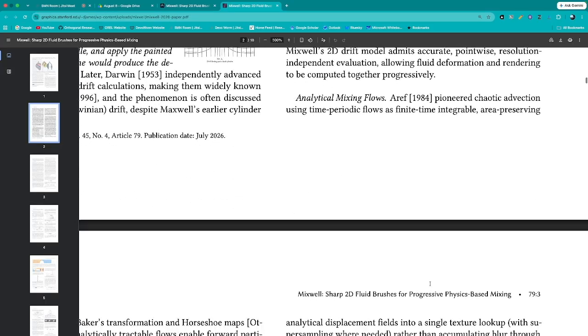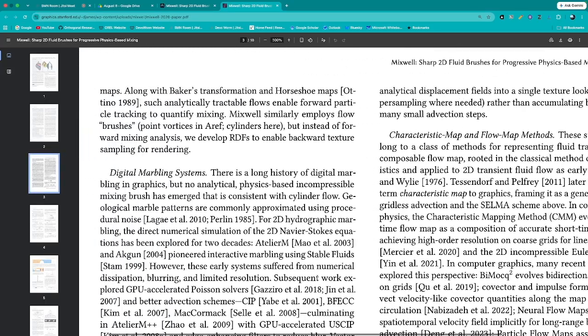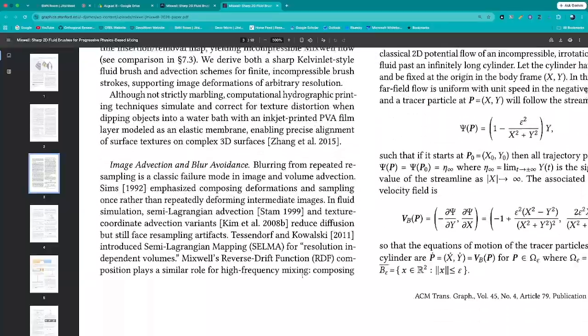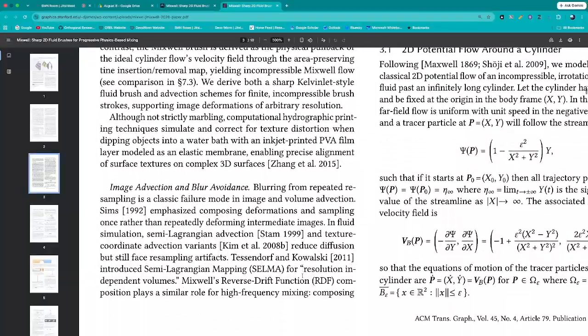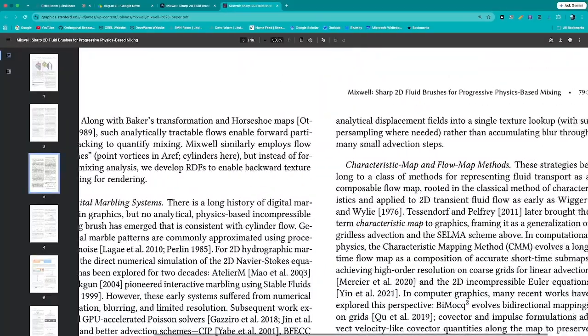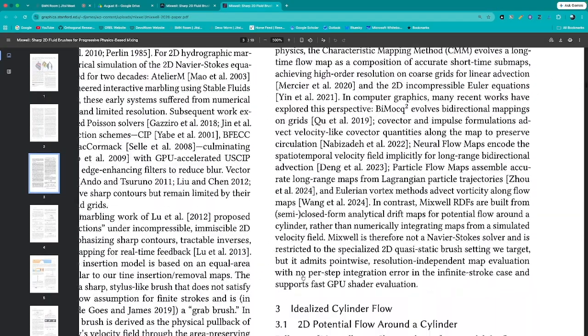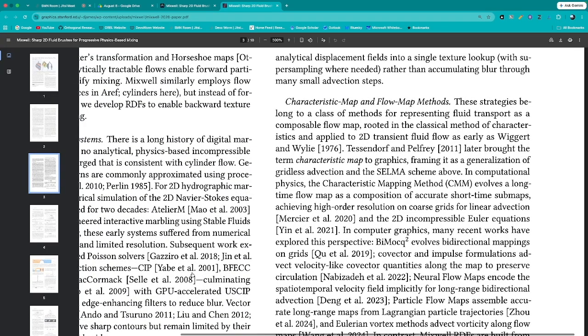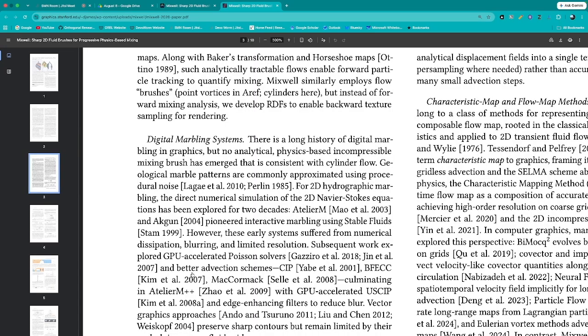Then they talk about analytical mixing flows, digital marbling systems, which we'll come back to in a minute, image advection and blur avoidance, and characteristic map and flow map methods. So reviewing all these areas to get to what they're doing here. Digital marbling systems are particularly interesting. Let's talk about that, and then maybe a little bit about flow maps, as these relate to some of the things going on in machine learning, actually.